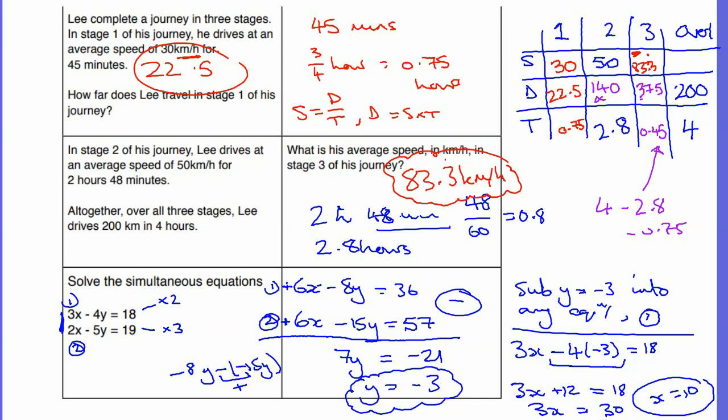So if we were to write out a full answer, if we had an answer line in an exam, we would just write it out one more time in a pair. So x equals 10, y equals minus 3.